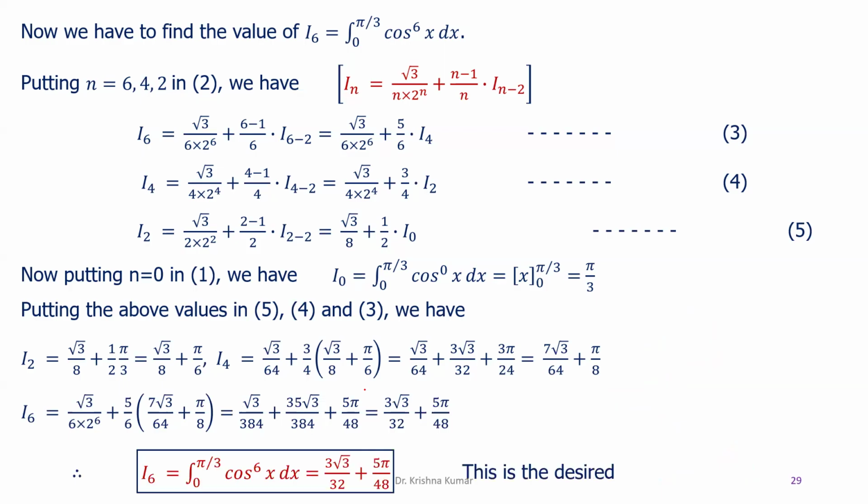I6 is equal to integration of cos to the power 6x dx under the limit 0 to pi by 3, which is given by 3 root 3 upon 32 plus 5 pi by 48. So this is the value of I6. This is the desired result.